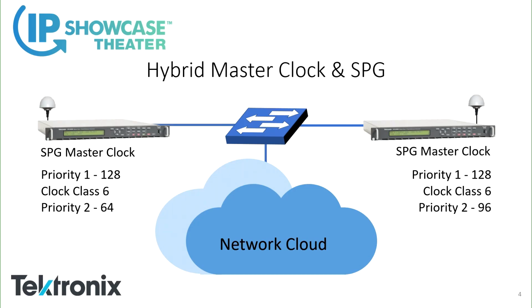And in priority 2, we've got 2 values. Remember, in this game, the lowest value wins. So the lowest value that wins in this case is 64. So this device would become the grandmaster. Let's take a look at another particular case.